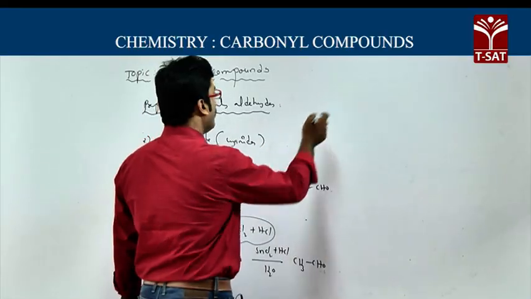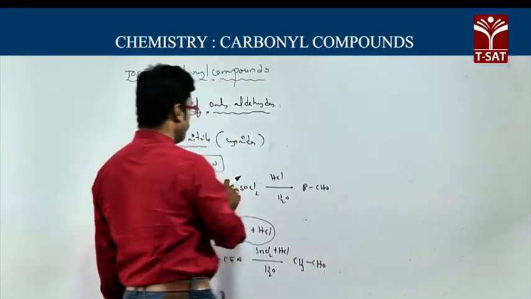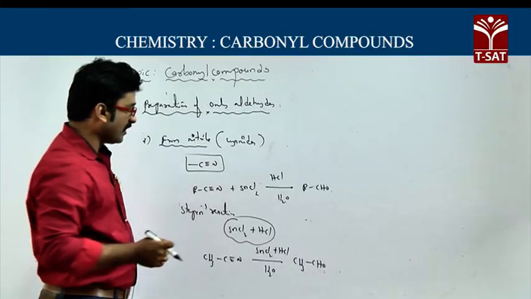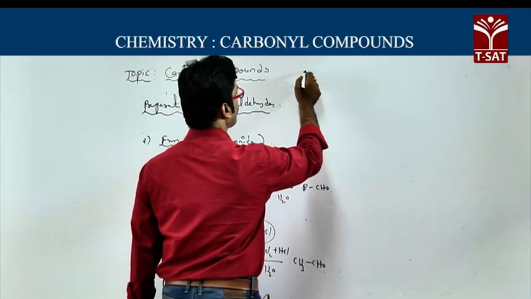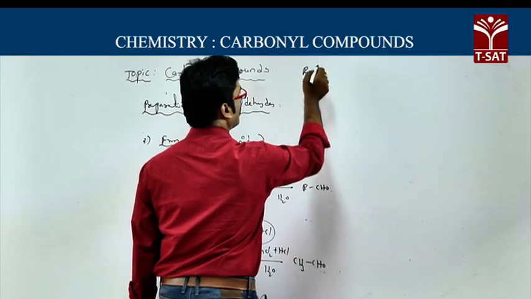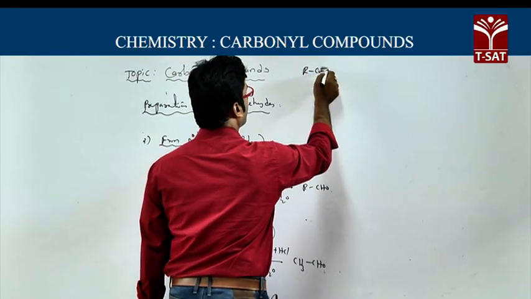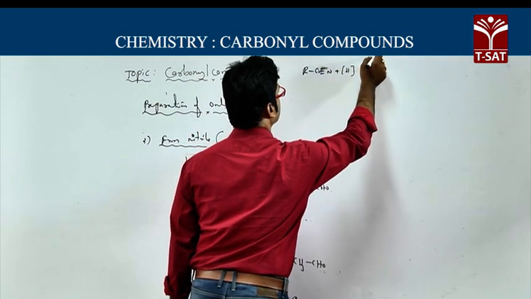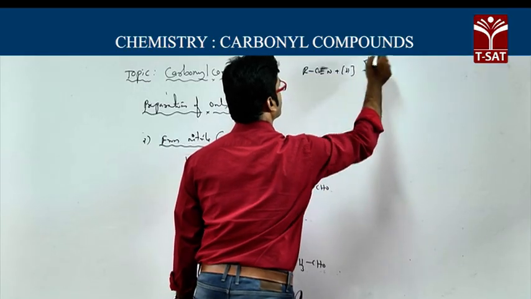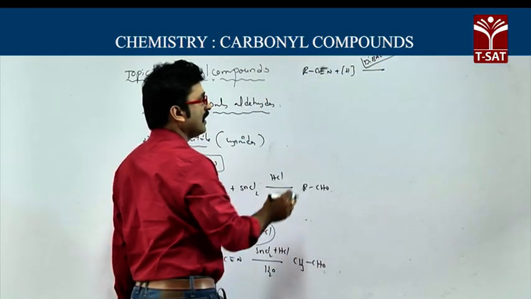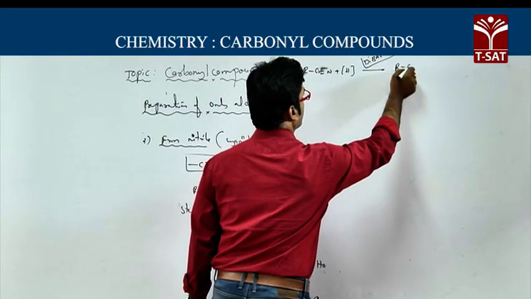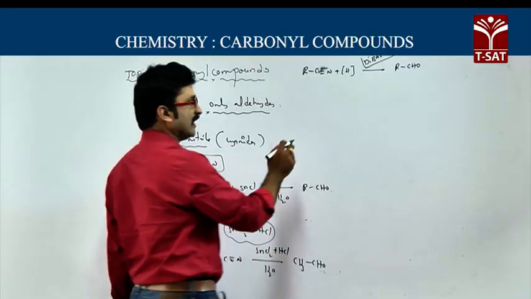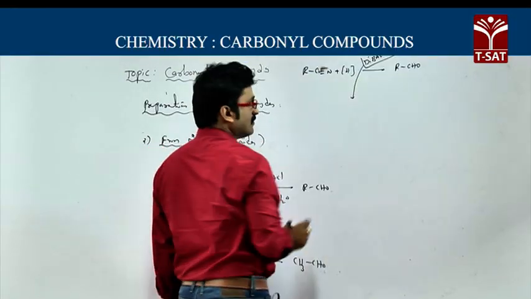Now from nitriles we can also prepare aldehydes by using another very important reagent, that is called DIBAL-H. R C triple bond N, on reduction in the presence of DIBAL-H, very important, here also you will get RCHO, aldehydes. Now you should know what DIBAL-H is.